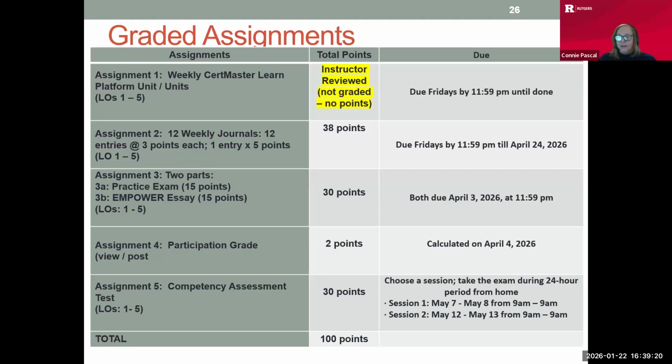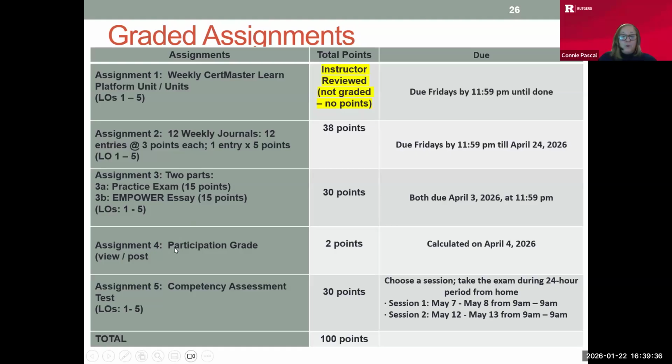The second part of that assignment is also called the Empower essay, and it's basically a way for you to go back and think about how you did in the practice exam and what kind of strategy you're going to use to actually then take the final.